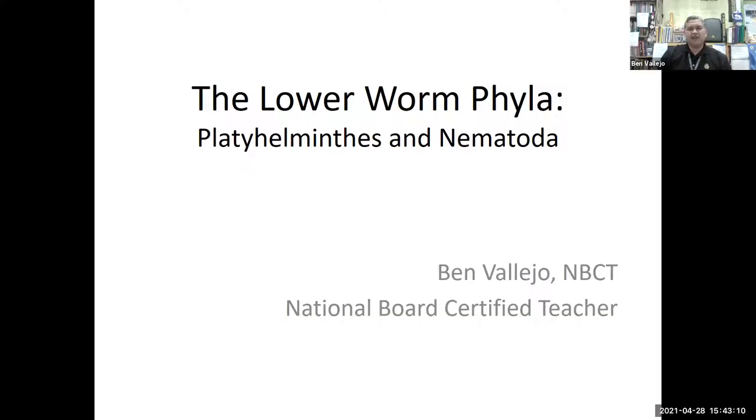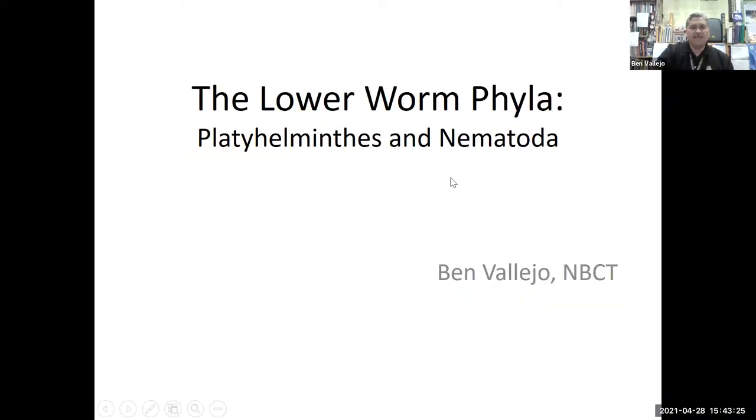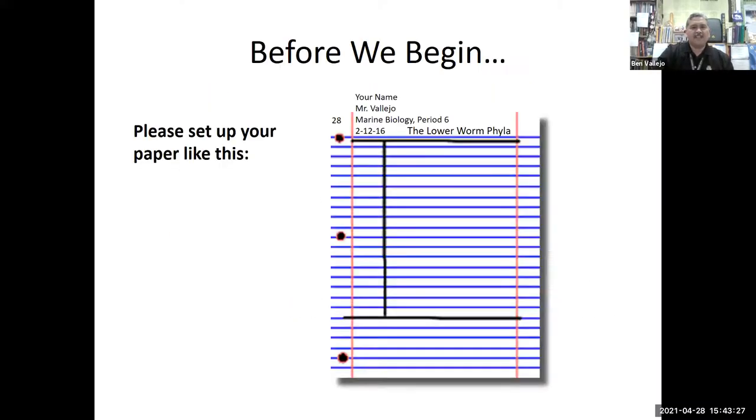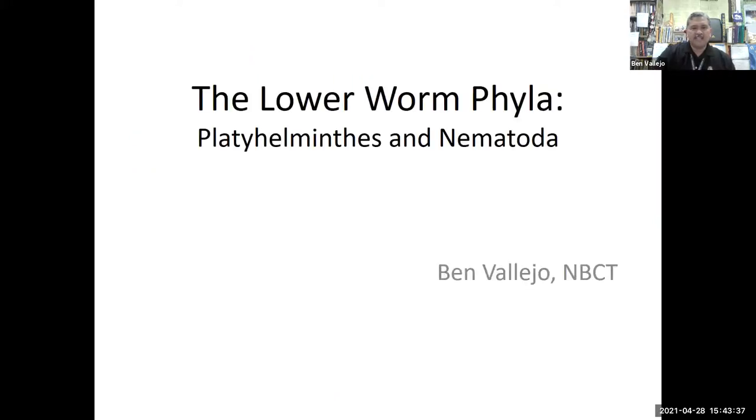We call these the lower worm phyla. There are also the annelids, and we'll take a look at the annelids in a different talk, along with the mollusca. All righty, so let me remind you to take Cornell notes. And I encourage you to use the electronic template to record your information.